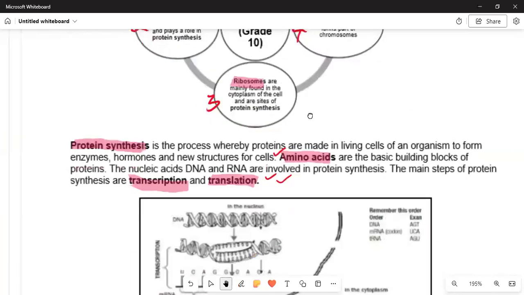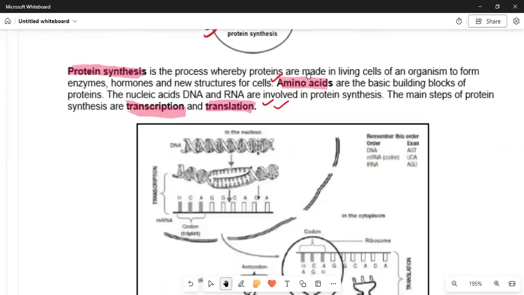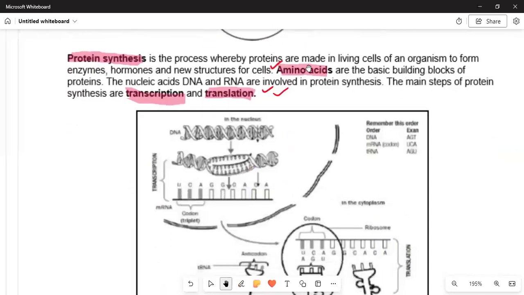If we are moving on again, we can be asked to define the concept of protein synthesis under section A. And then we are saying it is the process whereby proteins are made in living cells of the organisms to form enzymes. Remember that we have said that enzymes are chemical substances which fasten the process. And then they trigger hormones, and these are chemical substances which make the facilitation of the proteins optimal and work effectively in the cell.